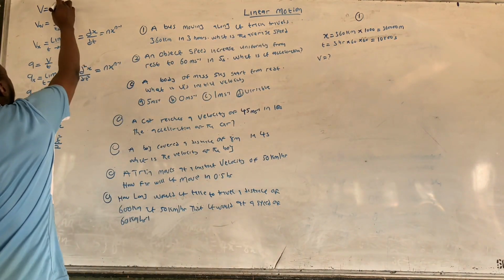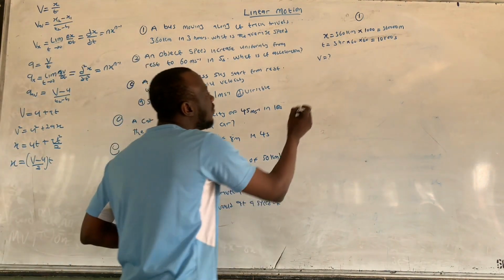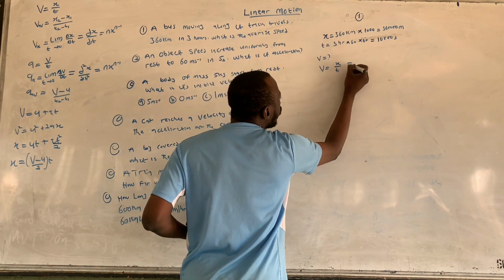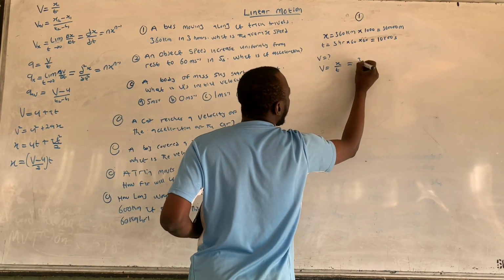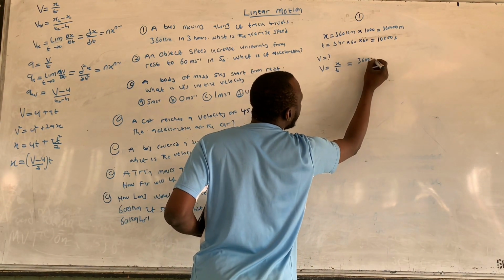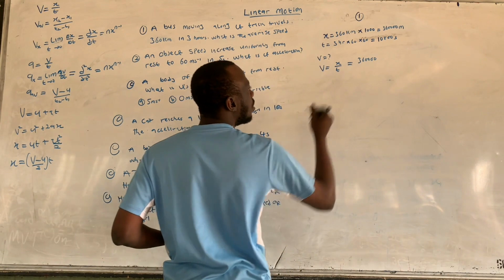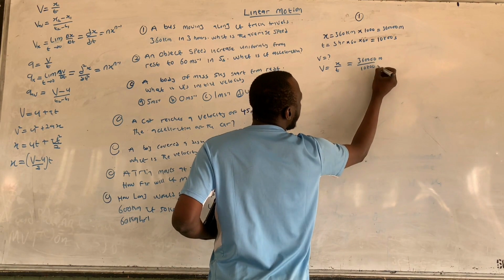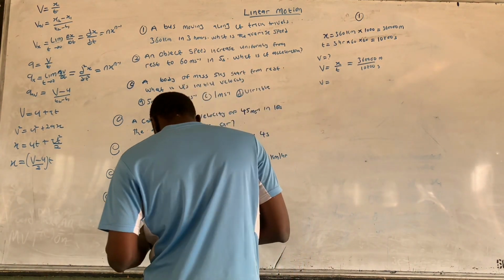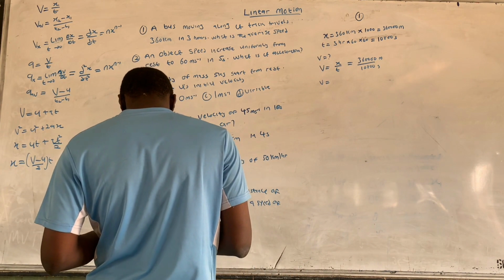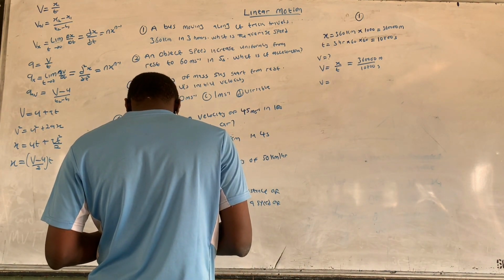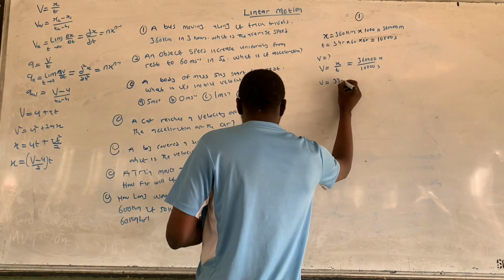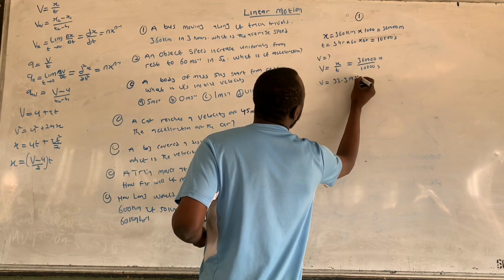So we were asked to find average speed. Remember, the speed is x over t. Then we say V is what? X all over t. What is our x? 360,000 all over 10,800. Here it is meter. V equals now 360,000 divided by 10,800. Now our V here is 33.3 meter per second.